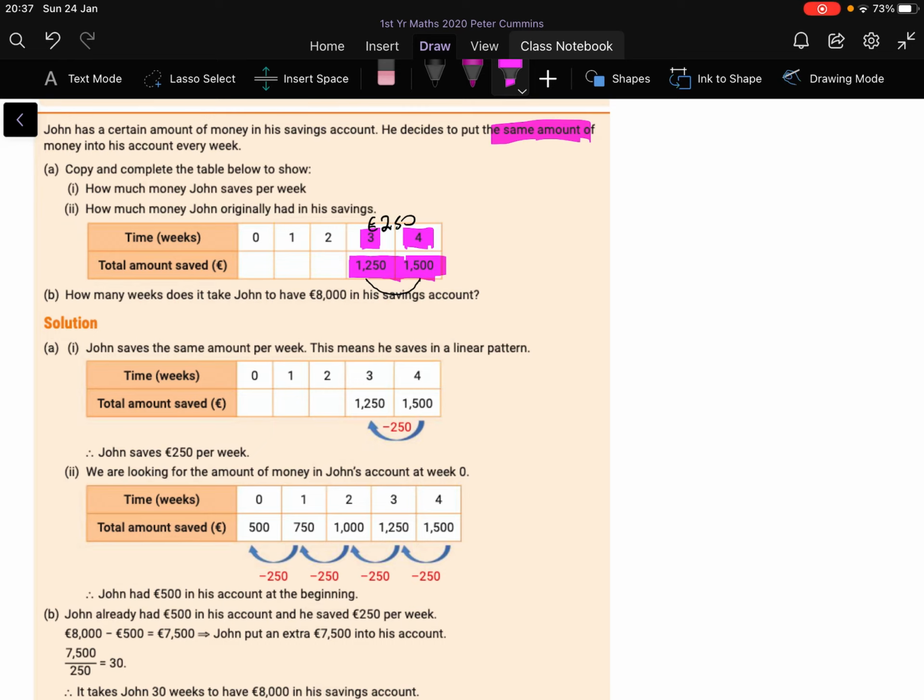Right, what's the first question? How much money John saves per week? So we know that straight away because we've worked it out. So the answer to that is 250 euros.